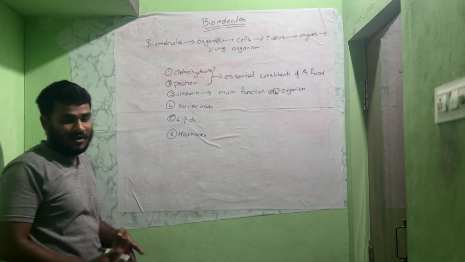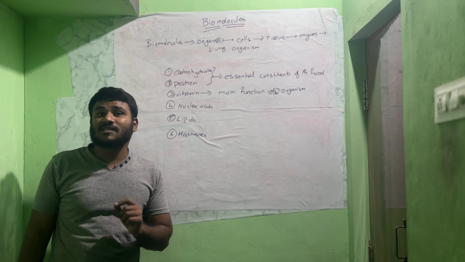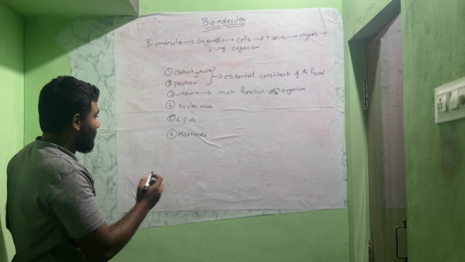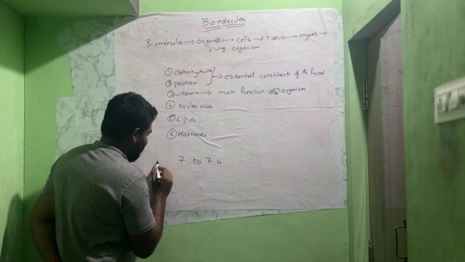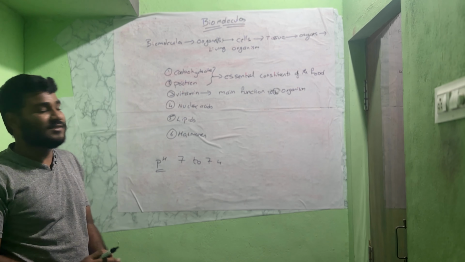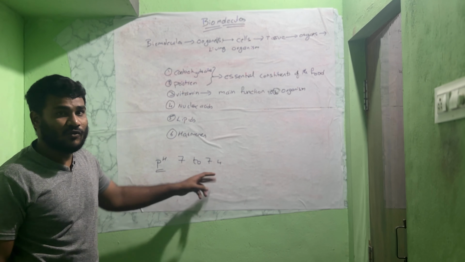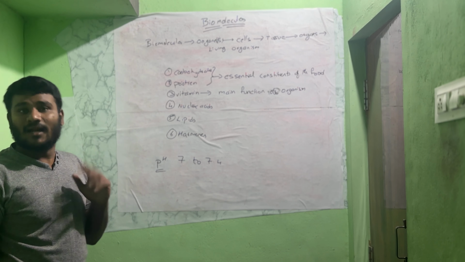Do you know at what pH biomolecule reactions will take place? That is 7 to 7.4. The pH value of biomolecule reactions is 7 to 7.4. Under this pH, all biomolecule reactions will take place.